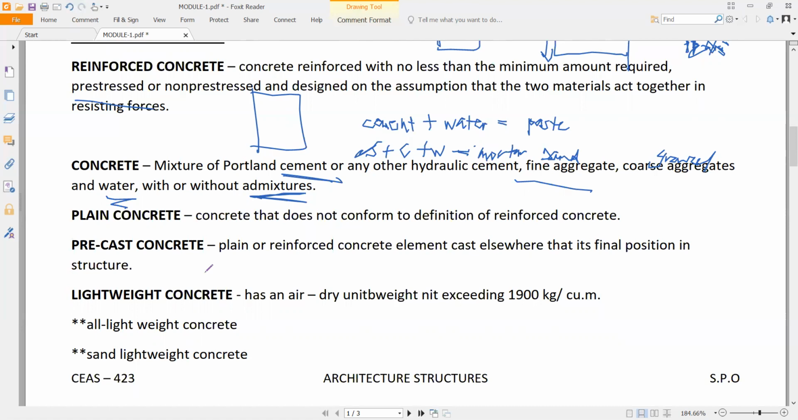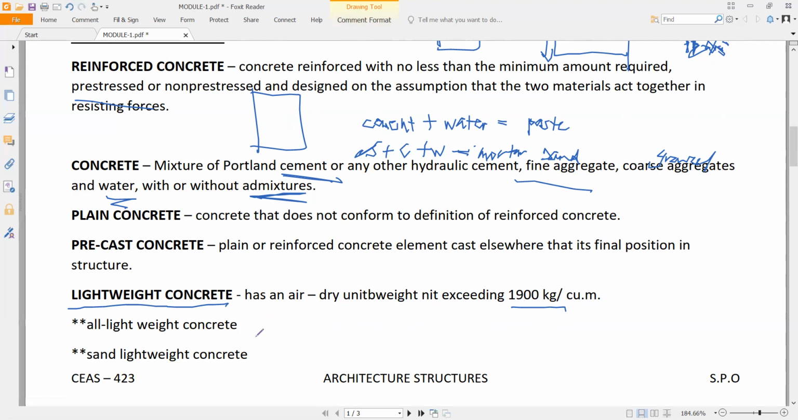So, now we have innovations of lightweight concrete. Kasi nga, tendency sa concrete, mabigat siya. So, even its own weight, dinadala siya ng building. Yung sariling weight ng building, nakakadagdag sa kanya. So, ano ngayon yung lightweight concrete. Sa lightweight concrete, dapat ito ay may weight na 1,900 kilogram per cubic meter.